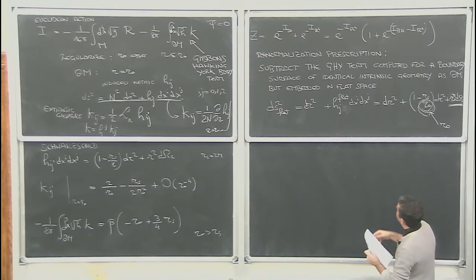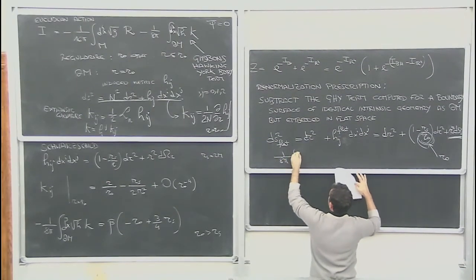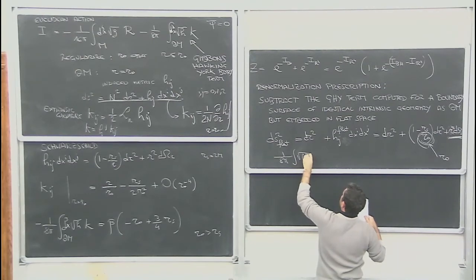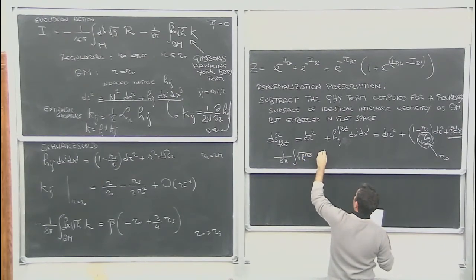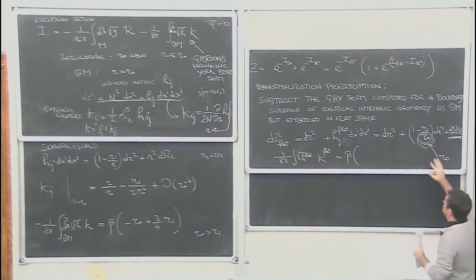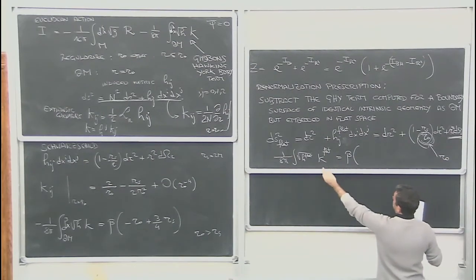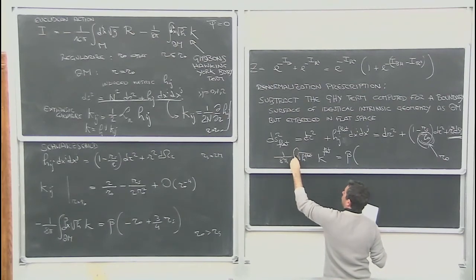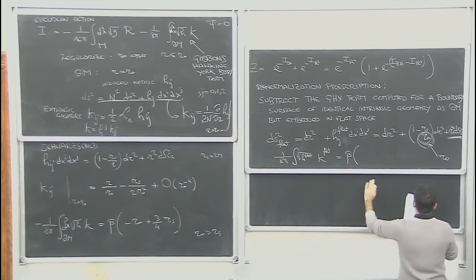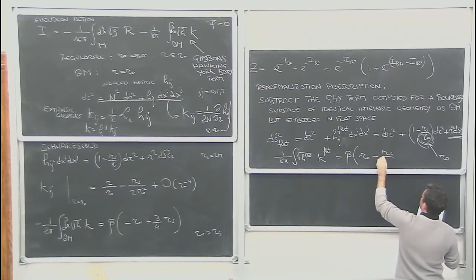Now we should compute the Gibbons-Hawking term for this. Let me write it here. 1 over 8 pi integral of square root of h flat, K flat. The period is beta because, as I said, the intrinsic geometry of the boundary must be the same. I also have to declare that tau is identified up to beta. So when I integrate now over tau, I still get beta. So I get beta times r0 minus Rs over 2.